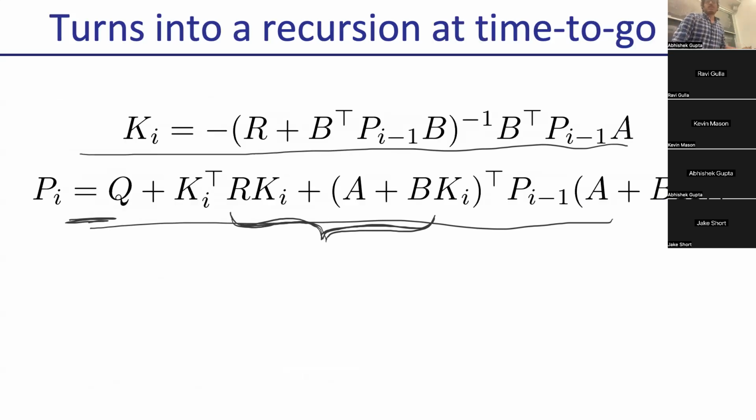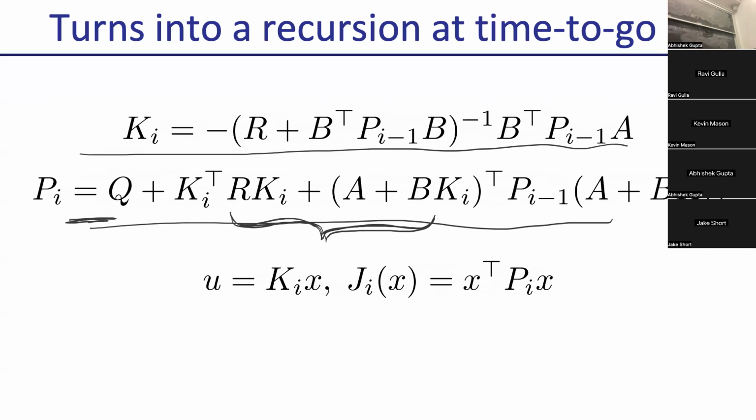If you turn it into a recursion, what it says is that you have this K term, which is your gain, usually your K. And your P is your quadratic cost term. Your gain is in terms of your quadratic cost term 1 step in the future, and your cost term at the current time step is in terms of your current gain and your quadratic cost term one step in the future. So if you start at the end and just go backwards, you can keep applying this system of equations in order to keep computing your gains Ki and your quadratic cost terms Pi.